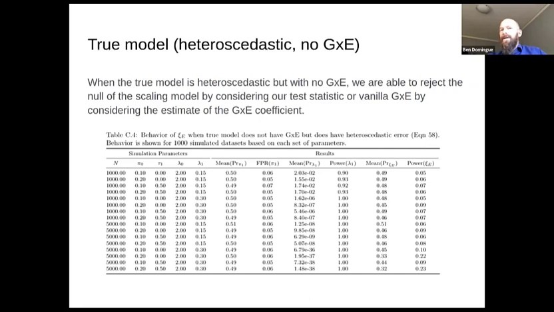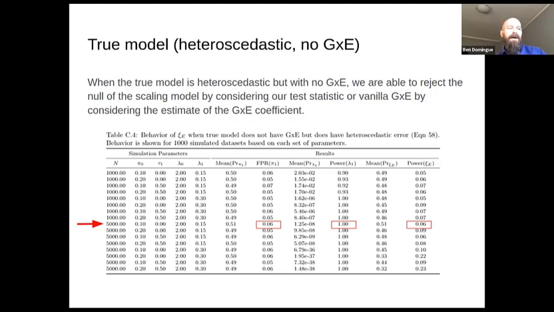What about a different case? What about if we have heteroscedasticity, but no G by E at all, right? So this is a case where we have a shifting amount of variation that's controlled by the environment and the outcome, but no G by E. And the punchline is we can put information together about the G by E term in the model and the GxE statistic and make sense of this.